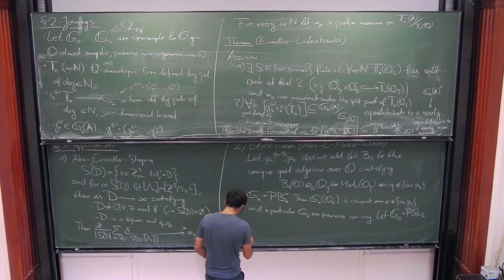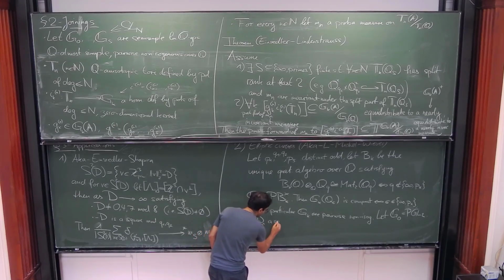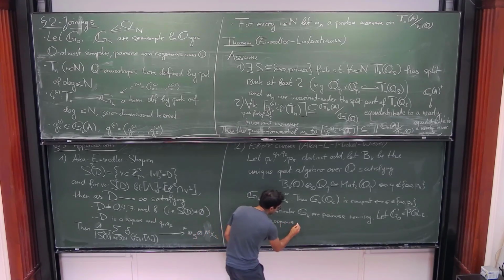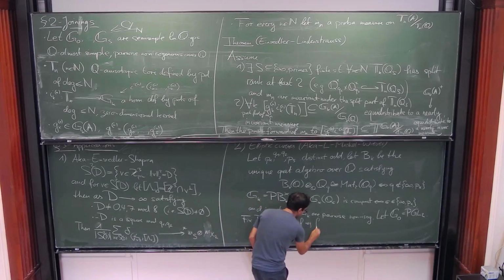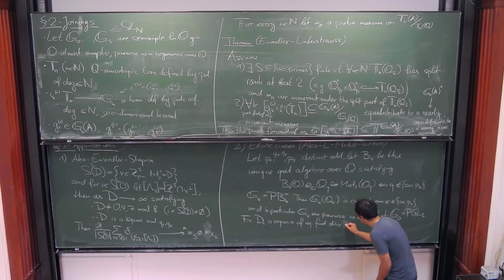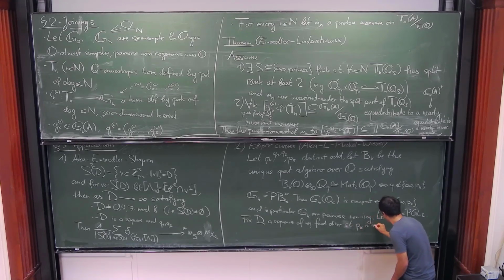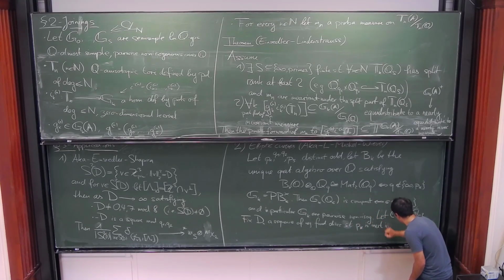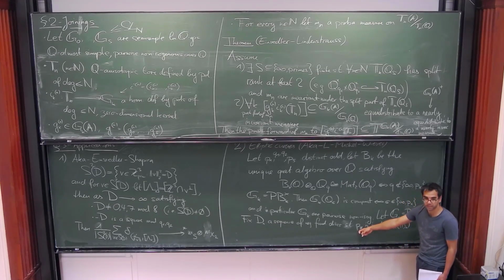So if we fix a sequence of negative fundamental discriminants, such that p_k is inert in Q adjoin square root of D_n, that means that the principal ideal generated by p_k is still a prime ideal in the ring of integers.